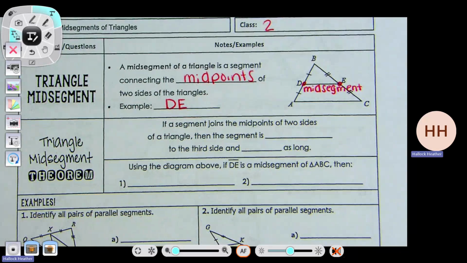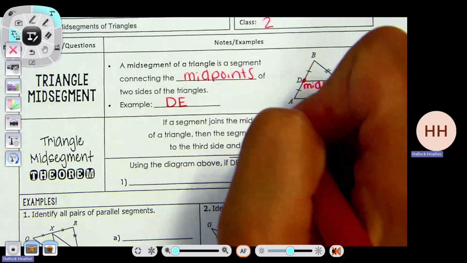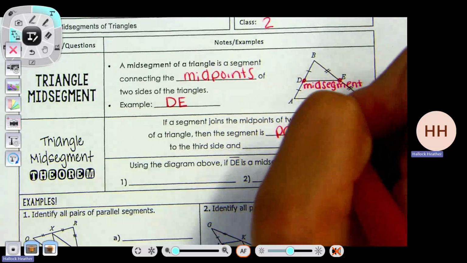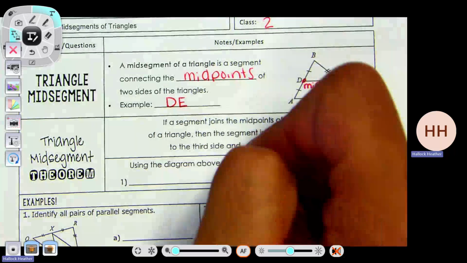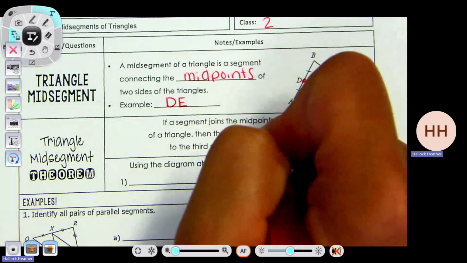What did I write last class? Oh, parallel. Sorry, I'm having a brain fart. Parallel. Oh, this is where the colored pencils come in. And this is the math part. The side is half as long. So we're going to take one of our colored pencils.